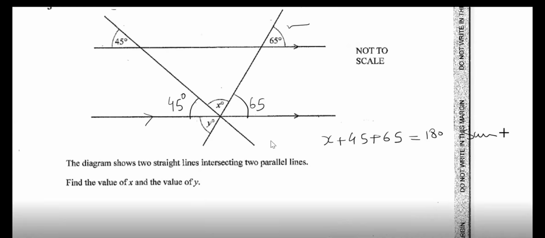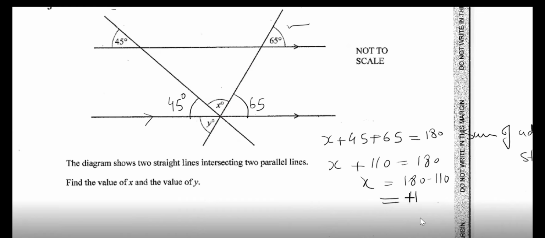This is the property we write here: the sum of adjacent angles on a straight line. Here 45 plus 65 is 110, so x plus 110 equals 180. Then x equals 180 minus 110, which is equal to 70. Therefore, x equals 70 degrees.